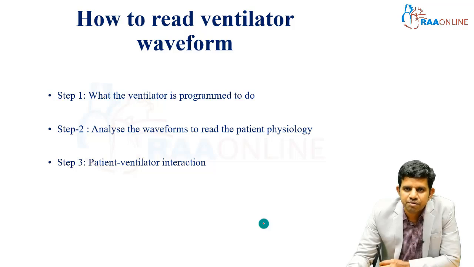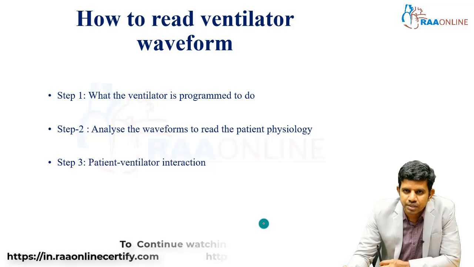Third is the patient-ventilator interaction. It is called asynchrony, synchrony or dyssynchrony, so we can identify that. Based on this information, we can optimize the mechanical ventilation settings. To recap: first, we should know what the ventilator is programmed to do, which means what type of mode. Second, analyze the waveform to read the patient physiology, which means understanding the predominant load, resistive or elastic. Step 3 is to identify whether there is any asynchrony, synchrony or dyssynchrony. These are the three steps of reading the ventilator waveform.